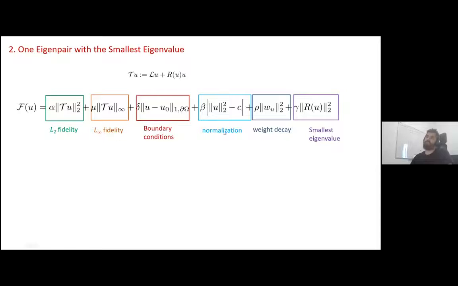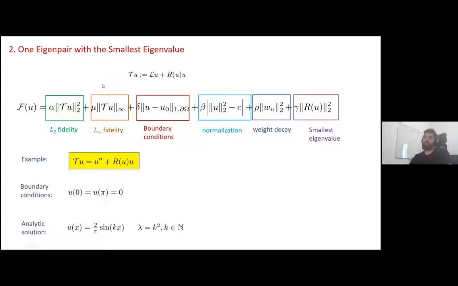So let's look at our loss function now. We have the same loss, except we add this final term because we want to find the smallest eigenpair. So we penalize the size of R(u) just with L2 loss.